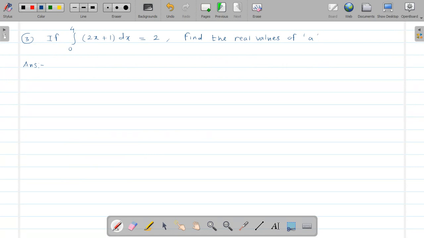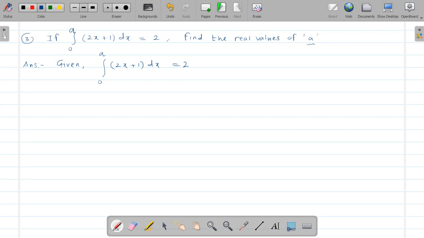modified question here. It is given that the integral from 0 to a of 2x plus 1 dx is, suppose, equal to 2, then find the real values of a. A modified question is given to you. You know the procedure. First of all, I will write the given here. Given that the integration from 0 to a, lower limit is 0, upper limit is a, of 2x plus 1 dx is equal to 2. It is given to you.